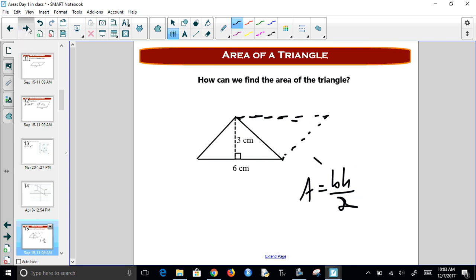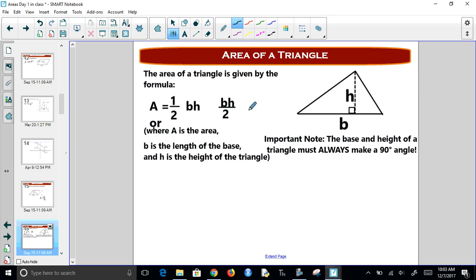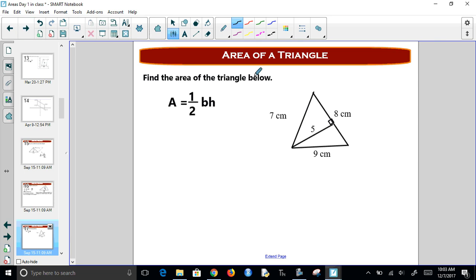Some people put 1/2 base times height. Whatever way you like it, go ahead and use that formula for area of a triangle. Now again, in this one, the base and the height always have to be perpendicular. So in this case, the only two perpendiculars we have are 8 and 5. So that's 40 divided by 2. So that's 20 square centimeters.